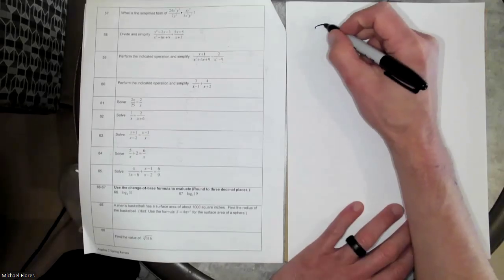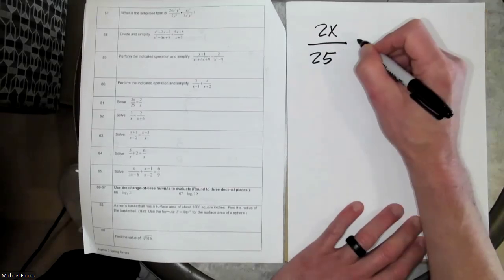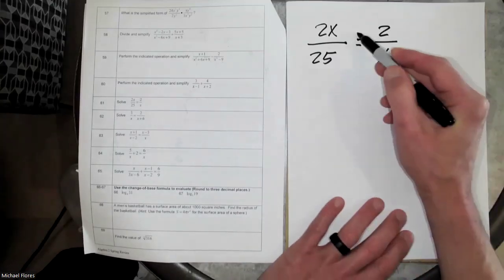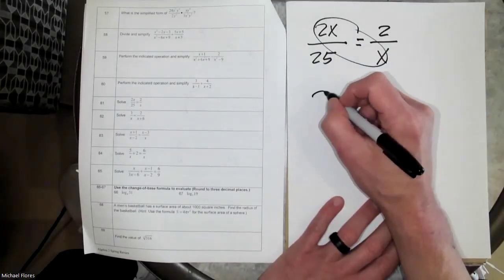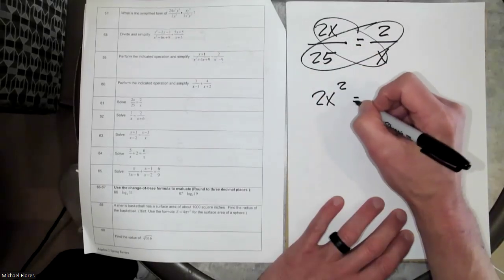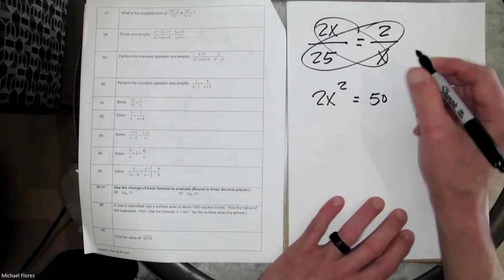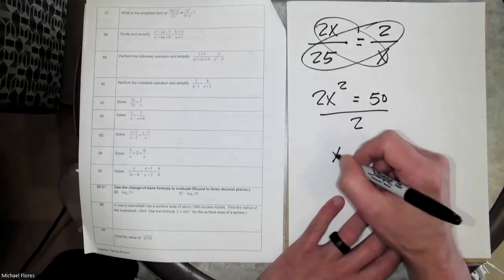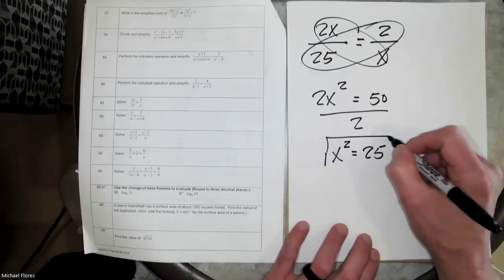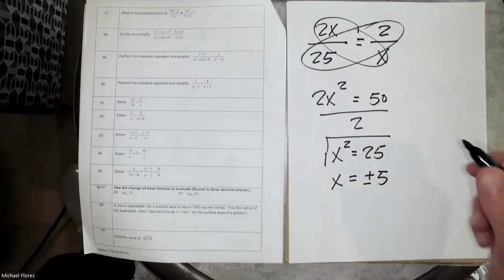Example 61. 2x over 25 is equal to 2 over x. Here we can do the butterfly method. Let's do it. 2x times x, 2x squared, equals 25 times 2. We're going to set 2x squared equal to 25 times 2. That's 50. Divide both sides by 2. Square root both sides. X equals plus or minus 5.